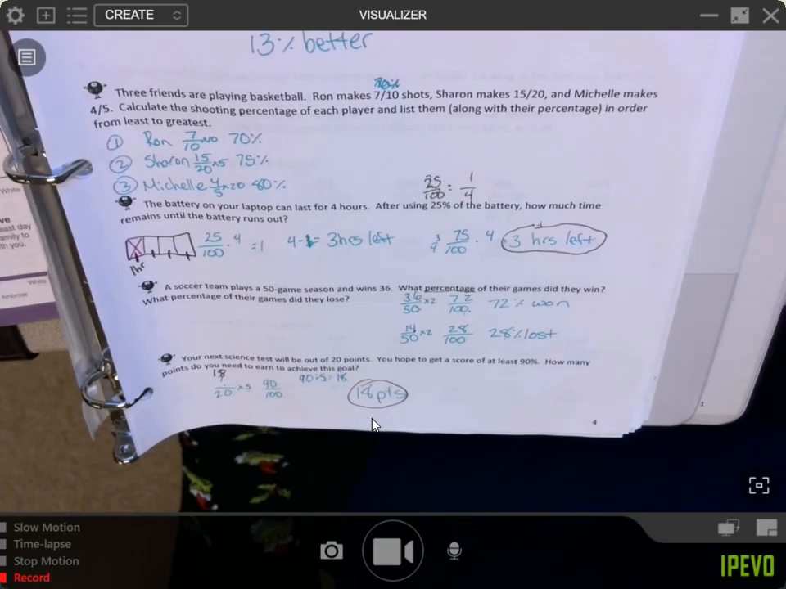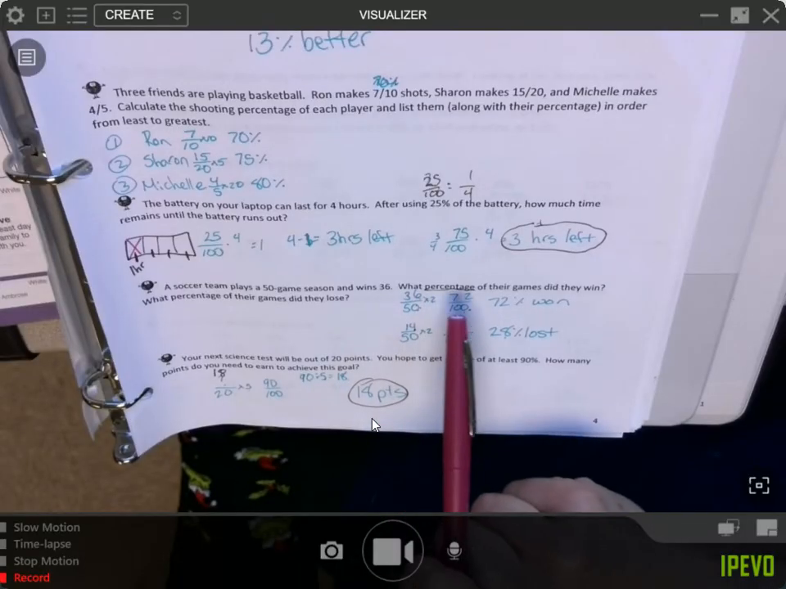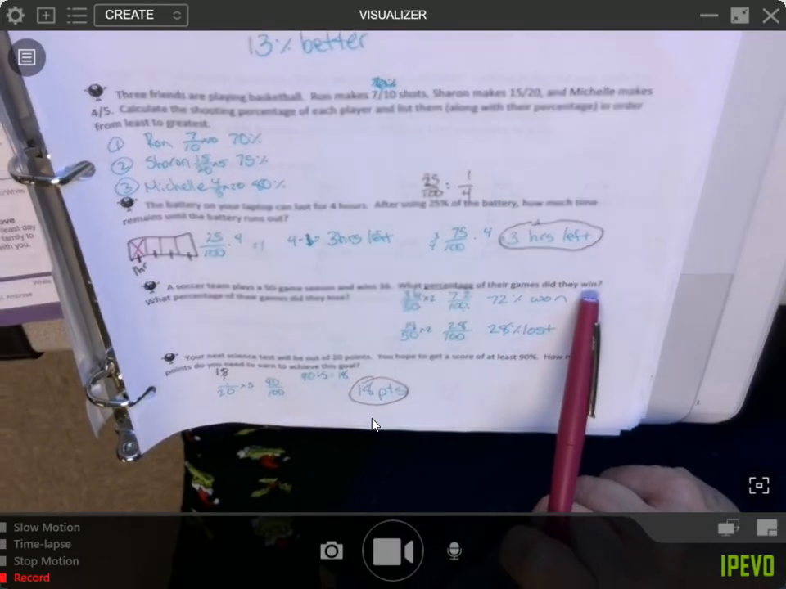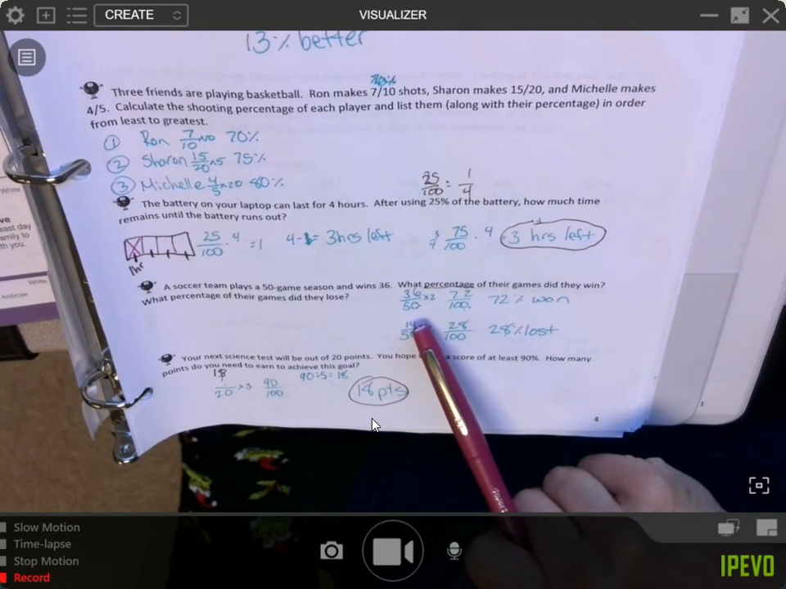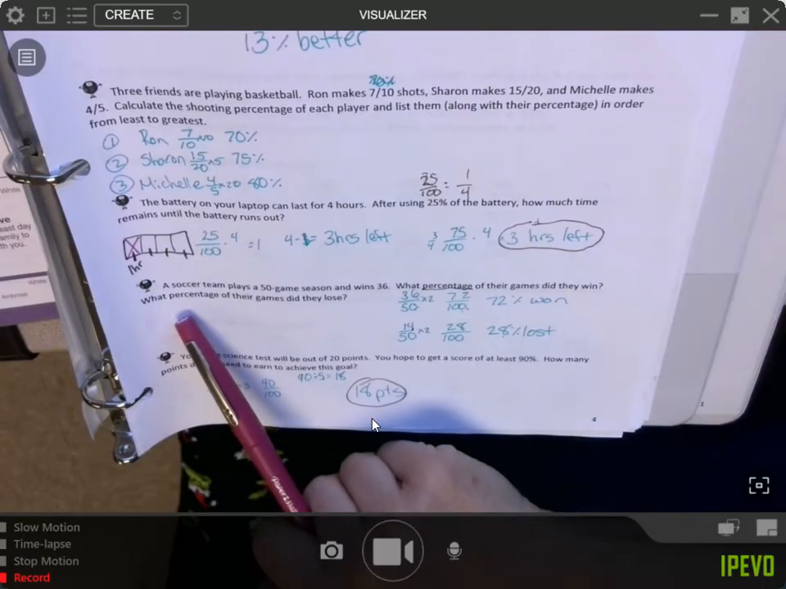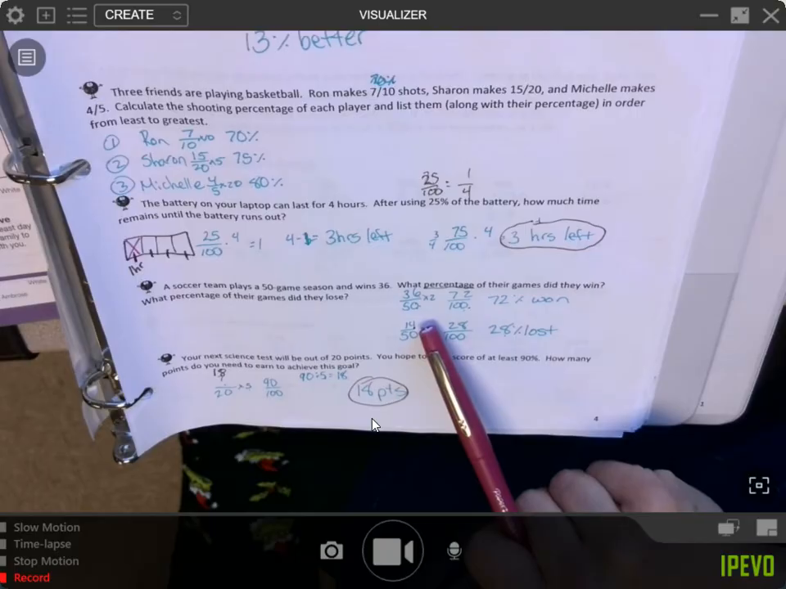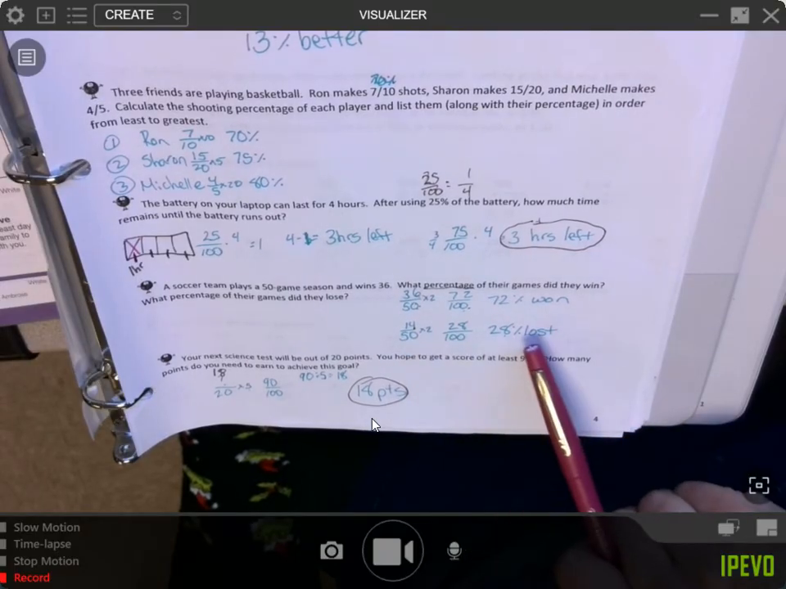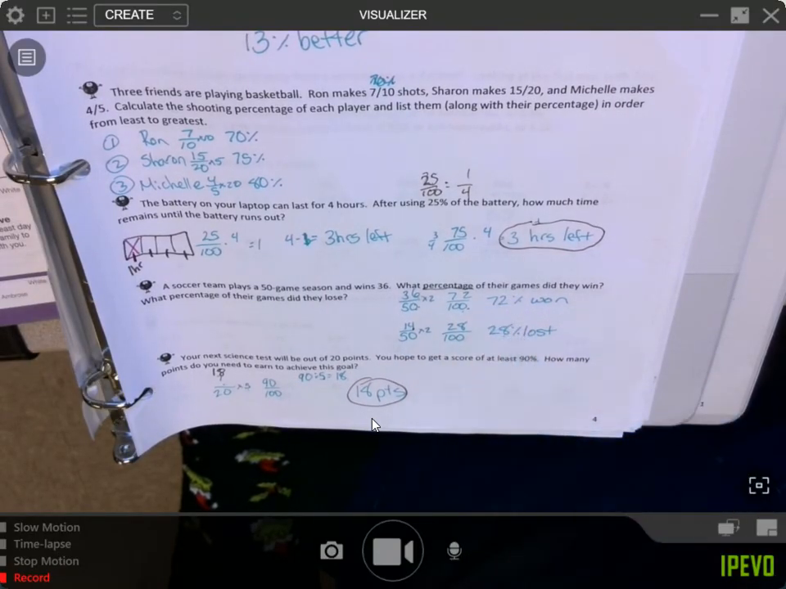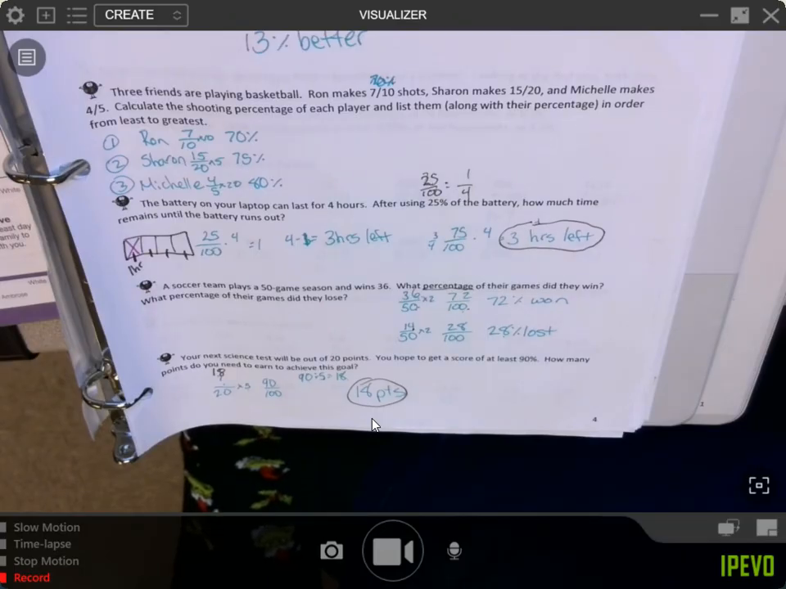Then we have a soccer team plays 50 games and they win 36. What percentage of their games did they win? That's our first question. So 36 out of 50 becomes 72%. Then it says what percentage of their games did they lose? You could either do the opposite and say, well, they lost 14 out of 50, which is 28% loss, or you could do 100% minus the 72%. We're left with 28% would be what they lost. Either way, you get 28%.